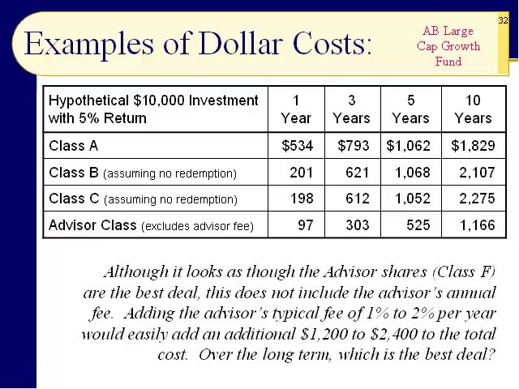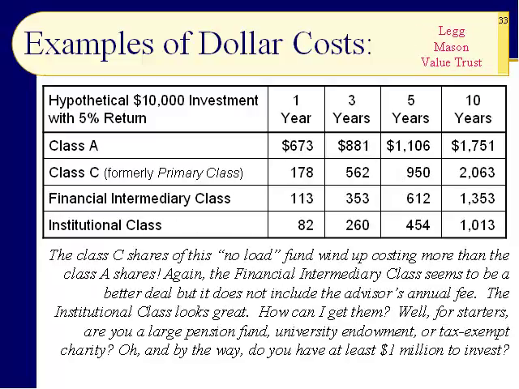Let's continue. Here's the Legg Mason Value Trust, which is really now called the Clearwater Value Trust. And we see the A shares again being more than the B and the C shares in year #1. But as the years go by, once again, the C shares wind up, they don't have any B shares, wind up being more expensive than the A shares. The financial intermediary class shares don't include the tacked on advisor's fees. So again, you have to add $1,200, $2,400 to these amounts.